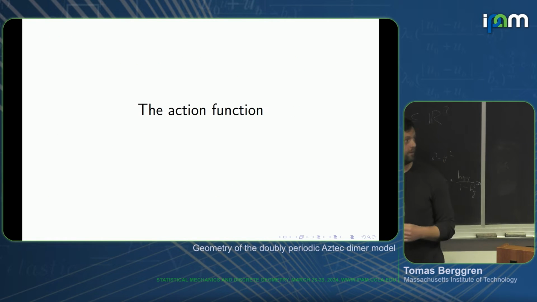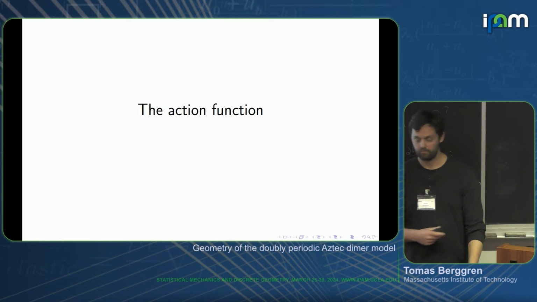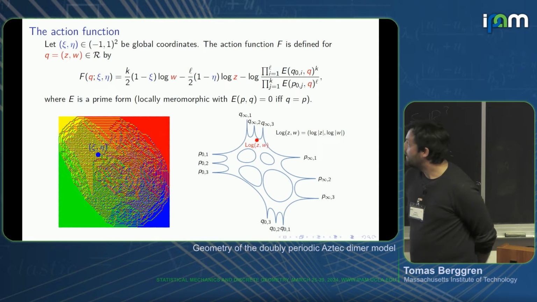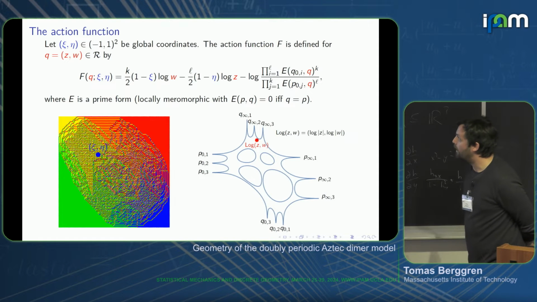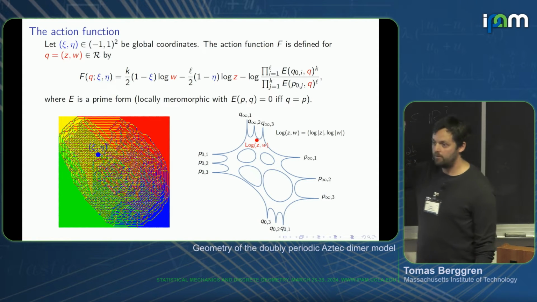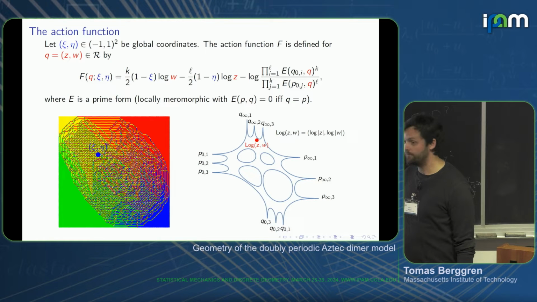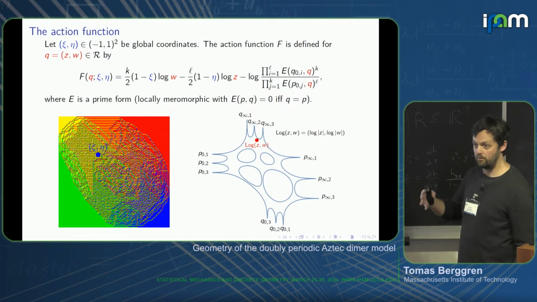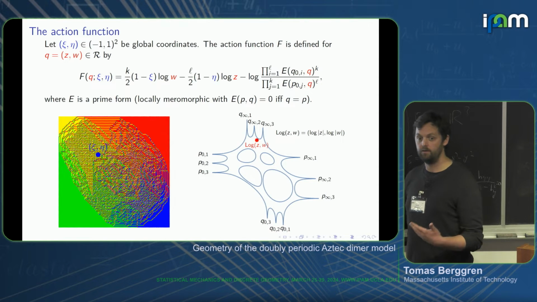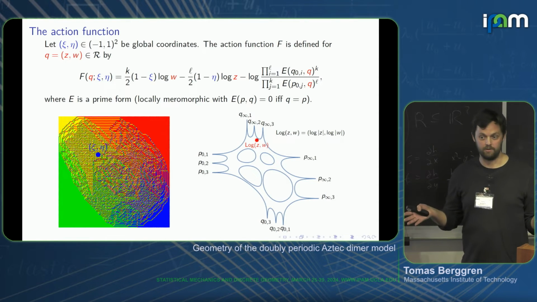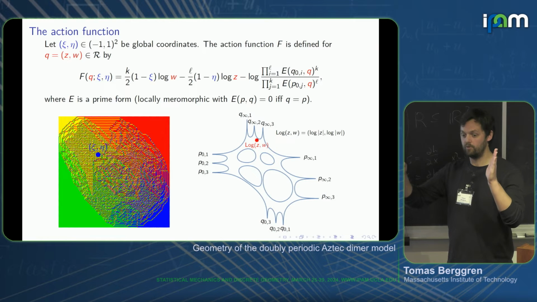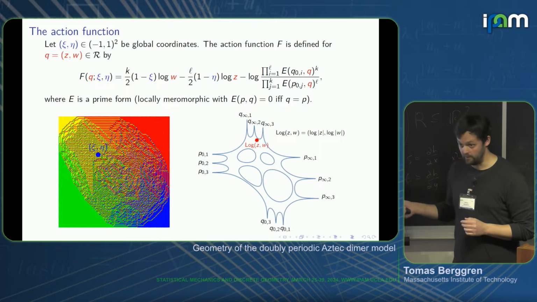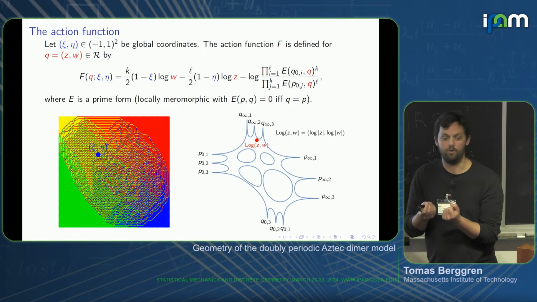So let me continue with the action function. Okay, so what is the action function? So now we have one object, which is the Aztec diamond, right? We have the amoeba here, which comes from the weights of the Aztec diamond, but it doesn't see the boundary of the Aztec diamond, right? We just took the weights and we embedded it in the torus, and that gave us the amoeba, right? So now we will connect the two objects.